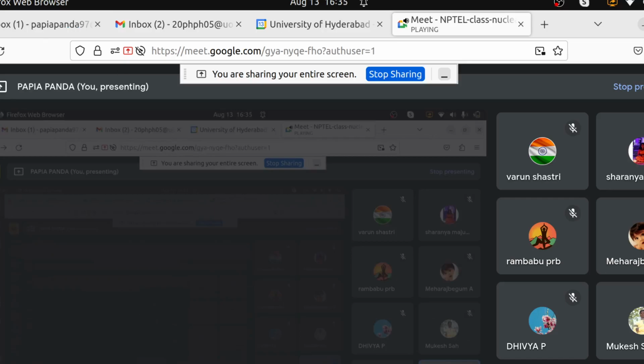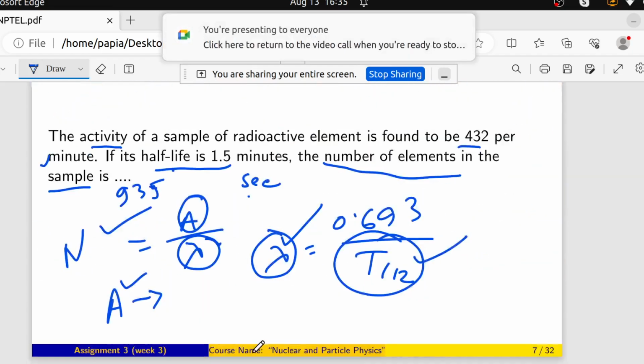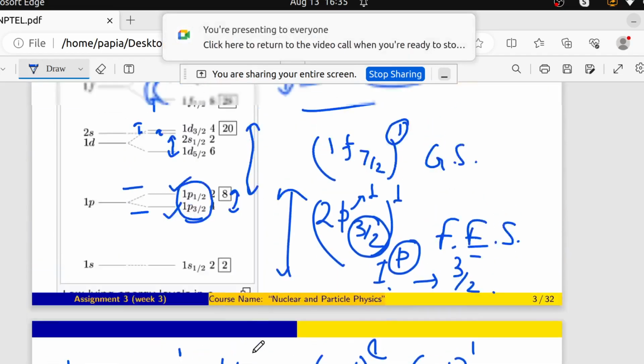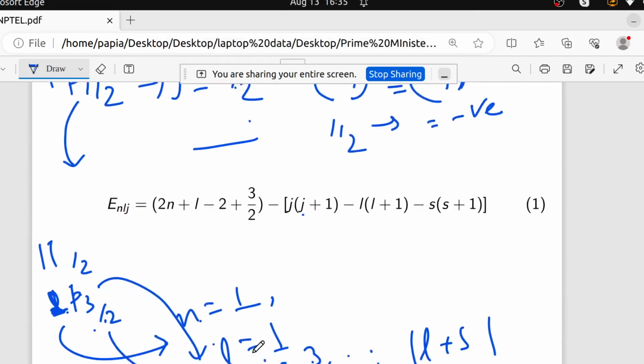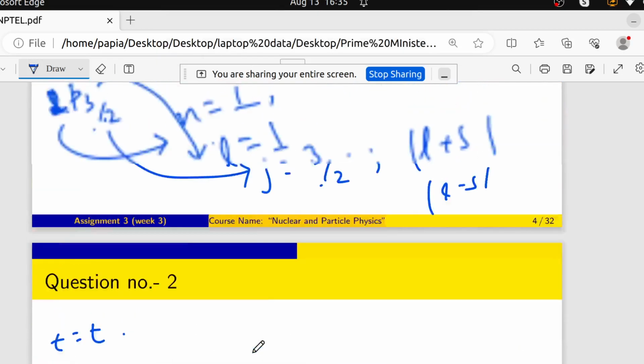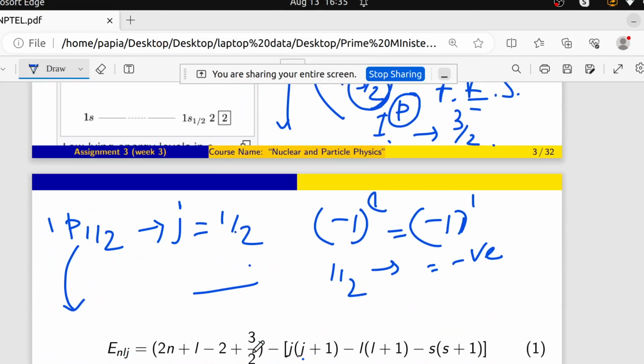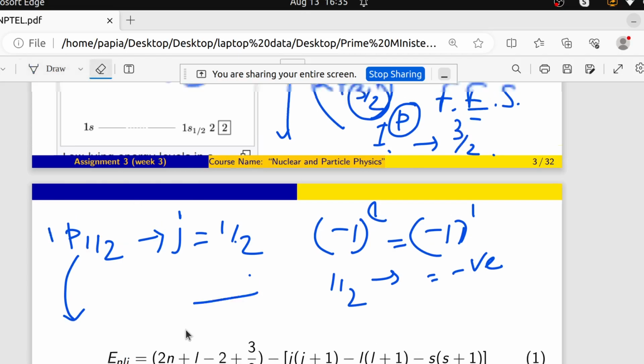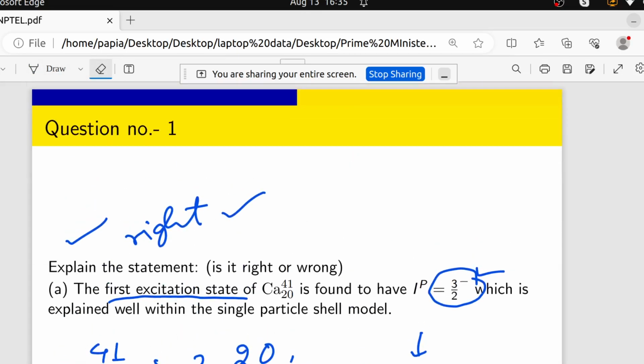Can you show again 1 and 2 at least? 1 and 2. Okay. Let me erase this one first.